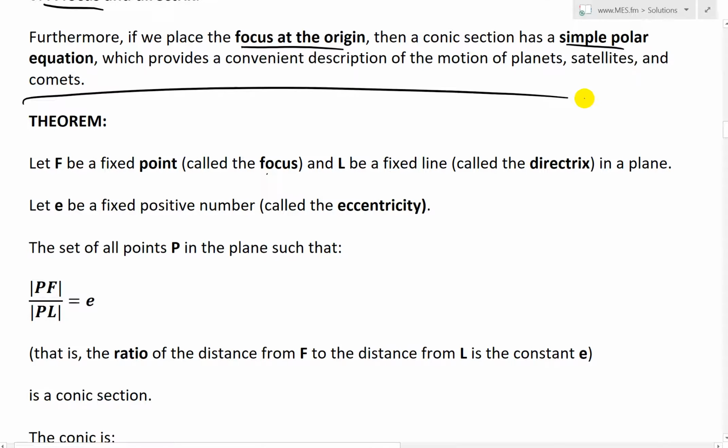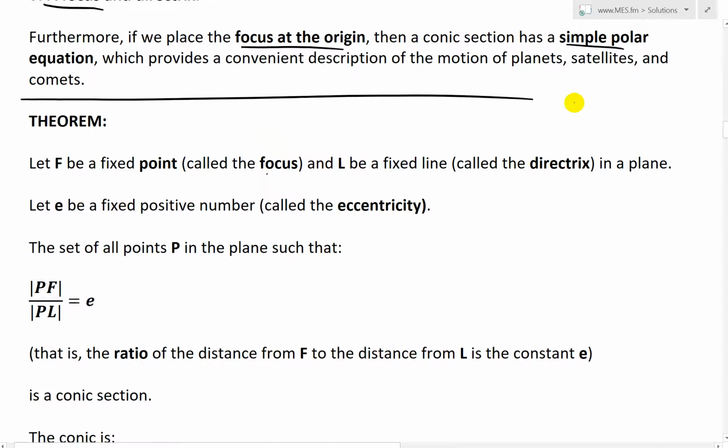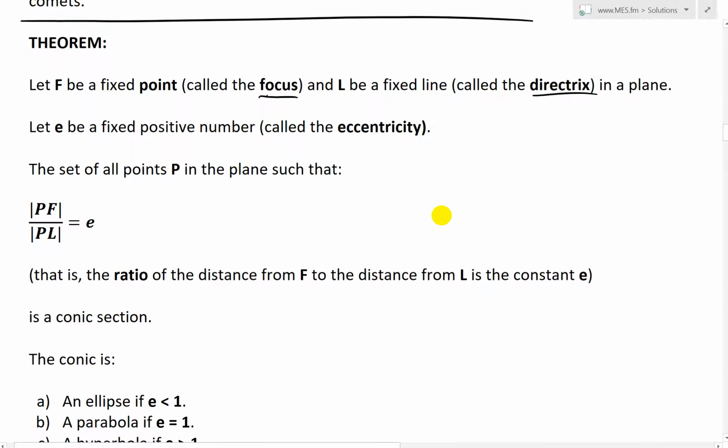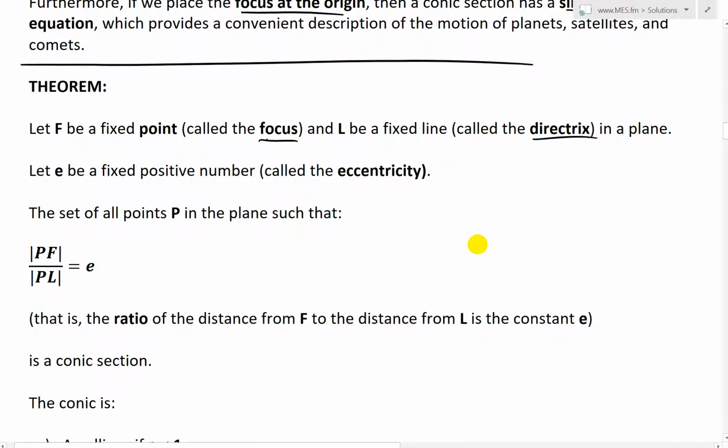So here is the unified theorem. I'll be proving this in later videos, but I'll go over it right now in a summary video. Let F be a fixed point called the focus, and L be a fixed line called the directrix, in a plane. So on the same XY axis graph, on the same graph.